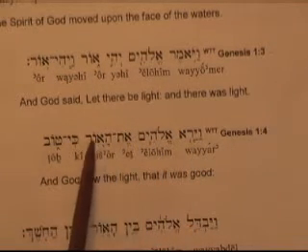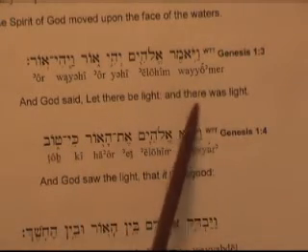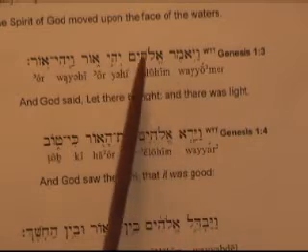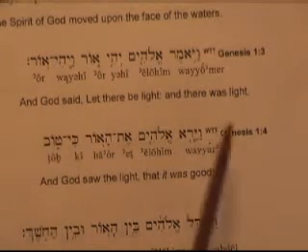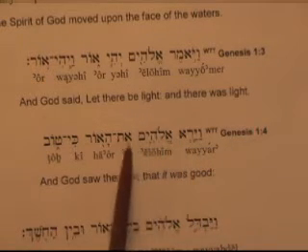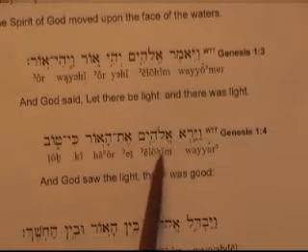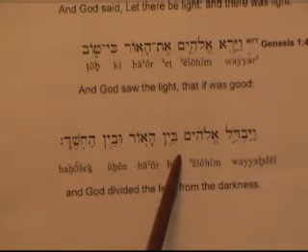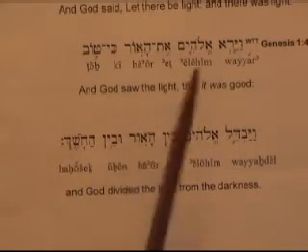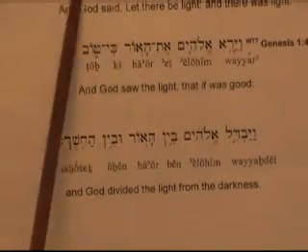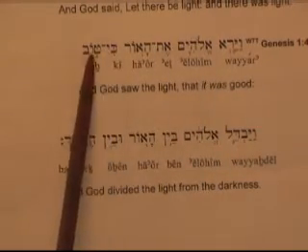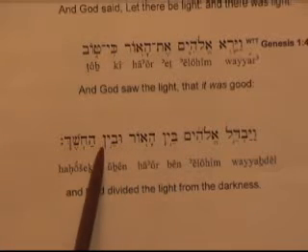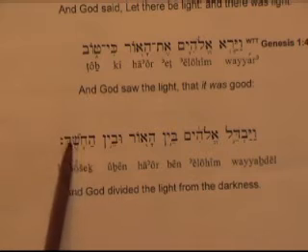Vayar Elohim et haor ki tov. So when God first spoke and said, "Let there be light," Vayomer Elohim, God said, yehi or vayhi or, let there be light, and there was light. So the elements obeyed God's command. Then he saw, Vayar Elohim et haor ki tov. He saw the light, that it was good. Let me get down to this last part here. Vayavdel Elohim bein haor uvein hahoshek. So once God says, "Let there be light," and he sees that the light is ki tov, that is very good, then he divides the light from the darkness.